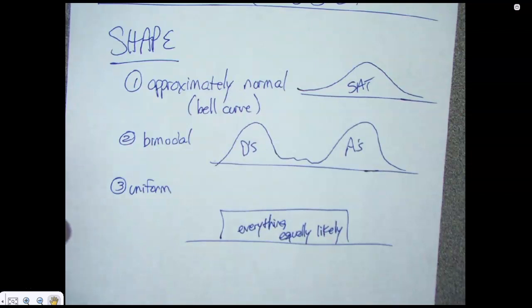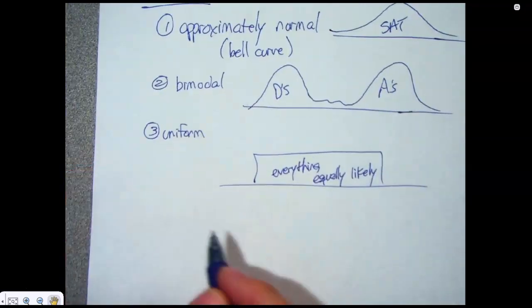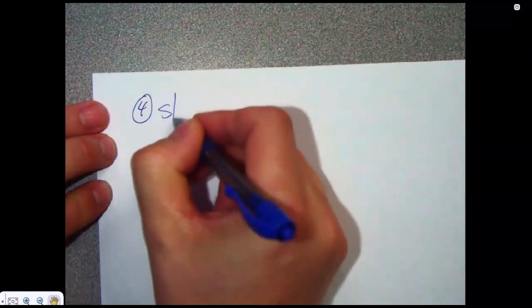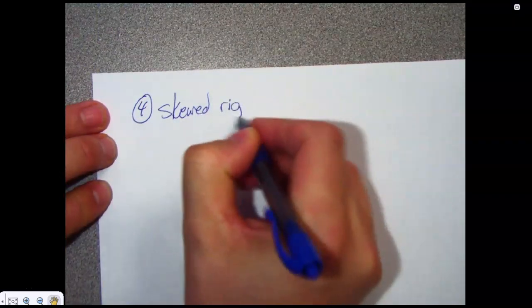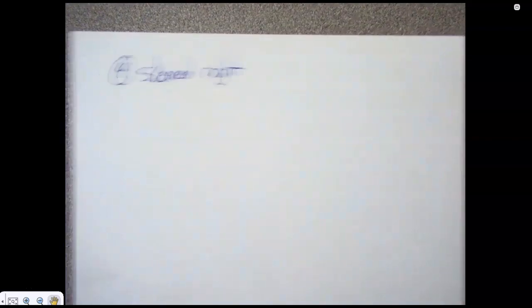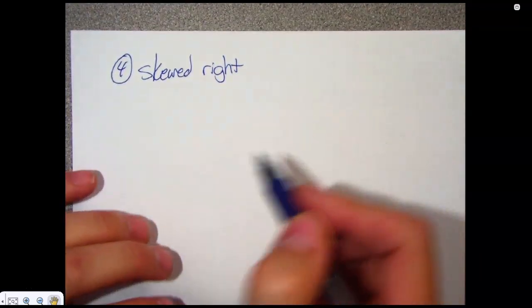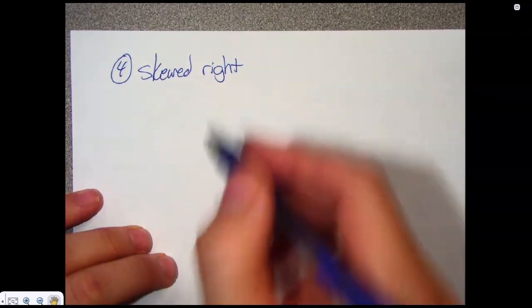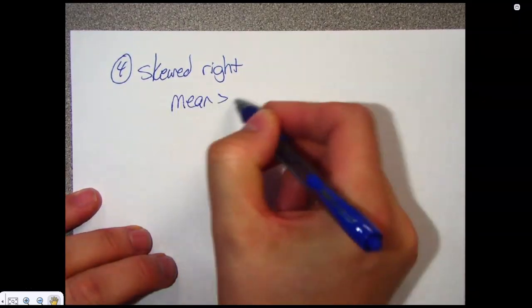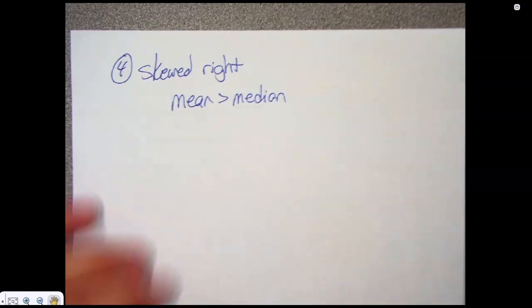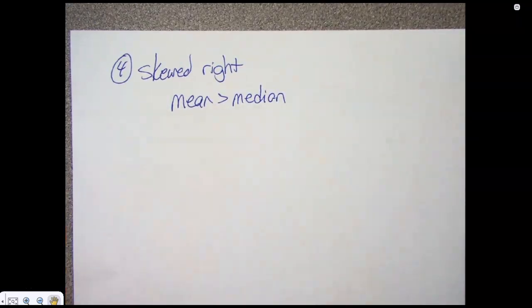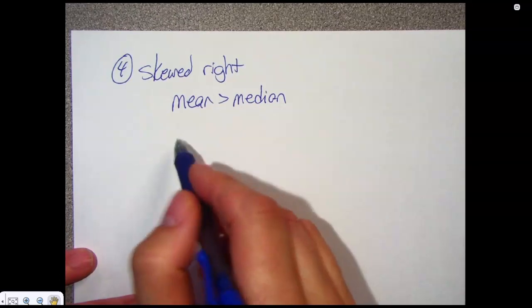Those are probably the 3 easiest to understand. Let me make sure there's not another one. Okay. So then we get into skewed. So let's do skewed right first. So skewed right, there's a lot of different ways to think about this. The easiest way to prove it is to say the mean is greater than the median.